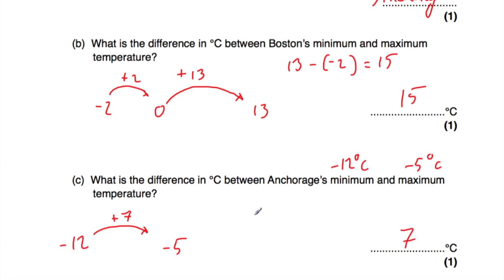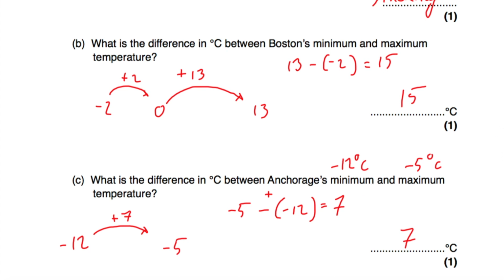Alternatively, we could do the subtraction. So we could just take our highest temperature, the maximum temperature, which is -5, and subtract the minimum temperature, which is -12. So we've got -5 minus -12. So that's going to be -5 plus 12. And -5 plus 12 would be 7. So that would be 7 degrees Celsius. So the difference between those two temperatures is 7 degrees Celsius.